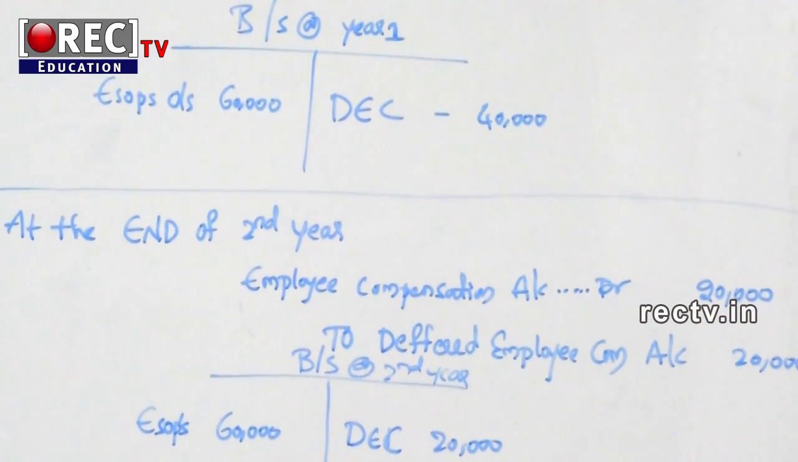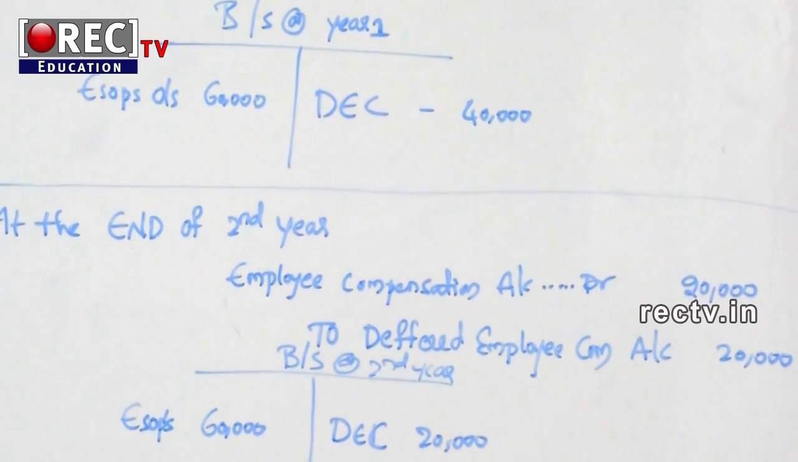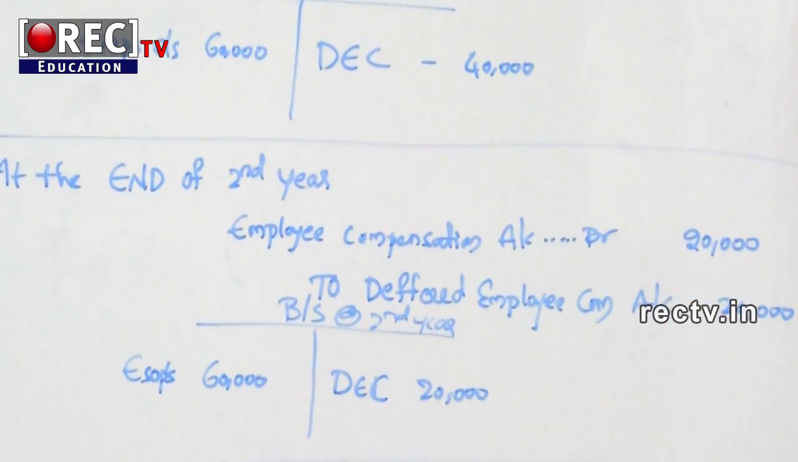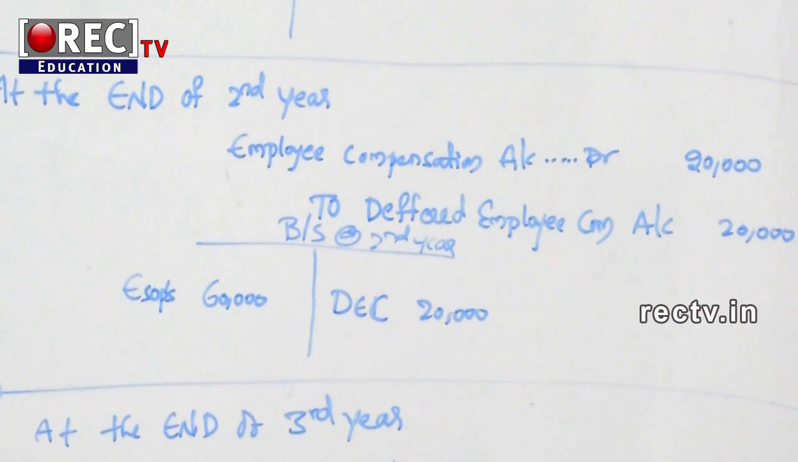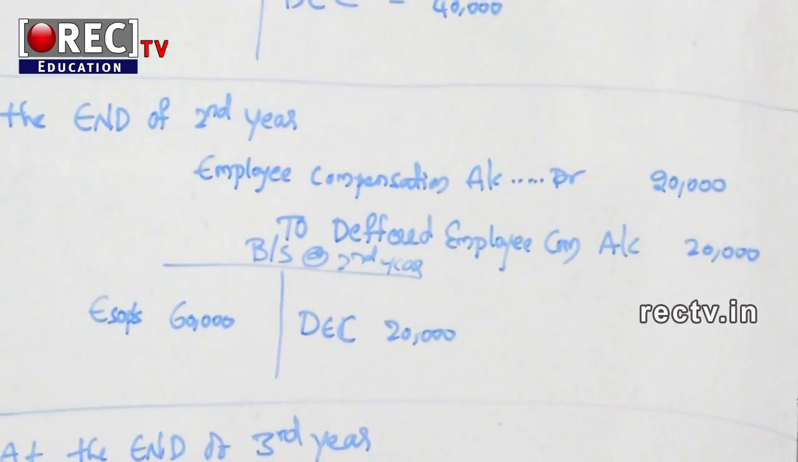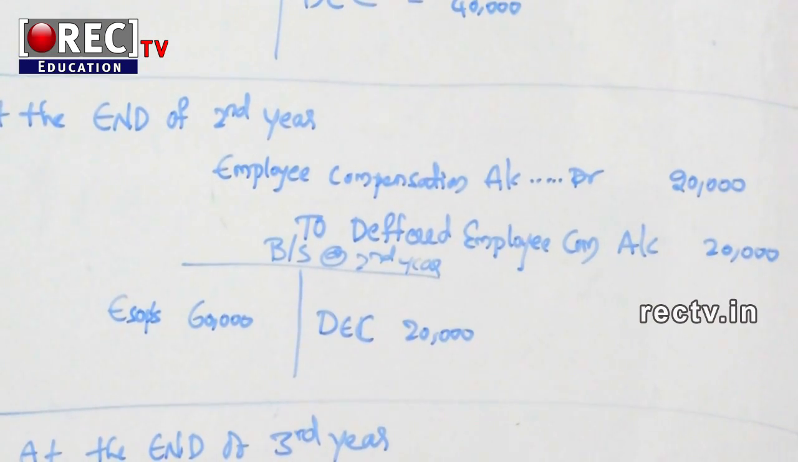At the end of the second year, here also you should write off one more 20,000, that is employee compensation account debit to deferred employee compensation account. So after this transaction, at the end of the year, the balance sheet shows ESOPs outstanding account 60,000 on the liability side and deferred employee compensation account shows 20,000, because 40,000 minus 20,000 shows 20,000.